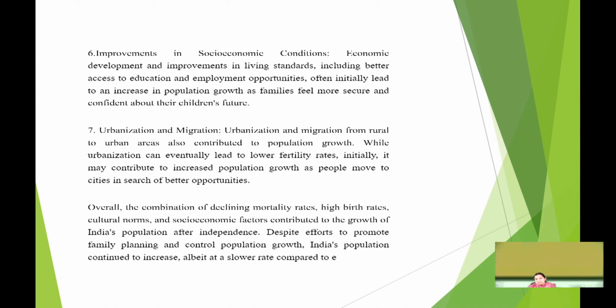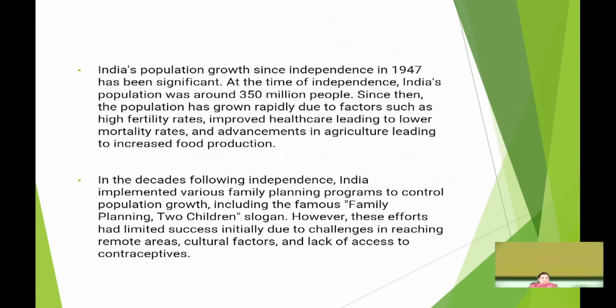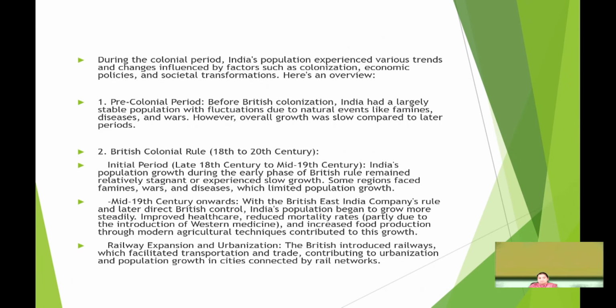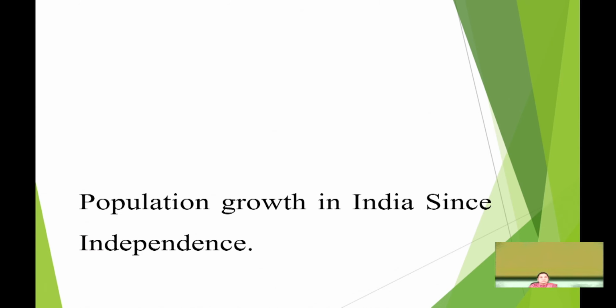Overall, the combination of declining mortality rate, high birth rate, cultural norms, and socioeconomic factors are all factors that have contributed to India's population growth after independence. Despite efforts to promote family planning and control population growth, India's population has continued to rise. It is because of these reasons that today India is the most populous nation in the world. India's population growth since independence has shown an upward trend. In the following video lectures, we will discuss the pros and cons of this population growth and what can be done to control it.